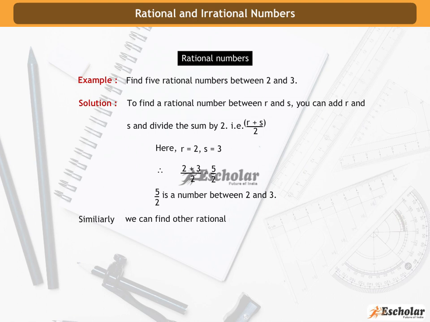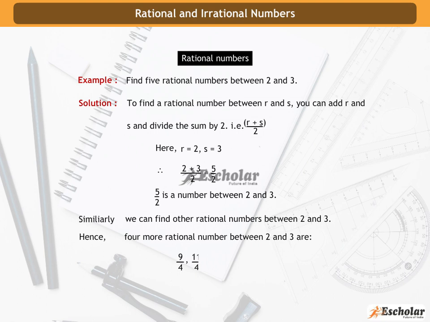Similarly, we can find other rational numbers between 2 and 3. Hence, 4 more rational numbers between 2 and 3 are 9 by 4, 11 by 4, 23 by 8, and 21 by 8. In general, there are infinitely many rational numbers between any two given rational numbers.